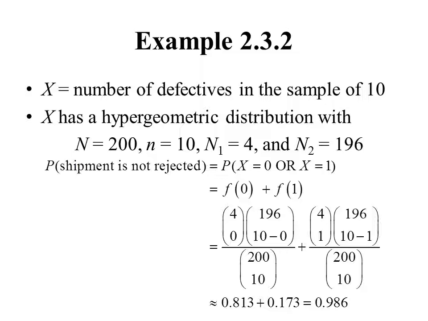In terms of our PMF, we simply need to calculate f of 0 and f of 1 and add those two together. So we plug in the values of our parameters and the values of x into our PMF as shown there, and then we do that arithmetic on our calculator. We get those numbers, add them together, and we get our probability of 0.986. So there's about a 98.6% chance that our shipment will not be rejected.